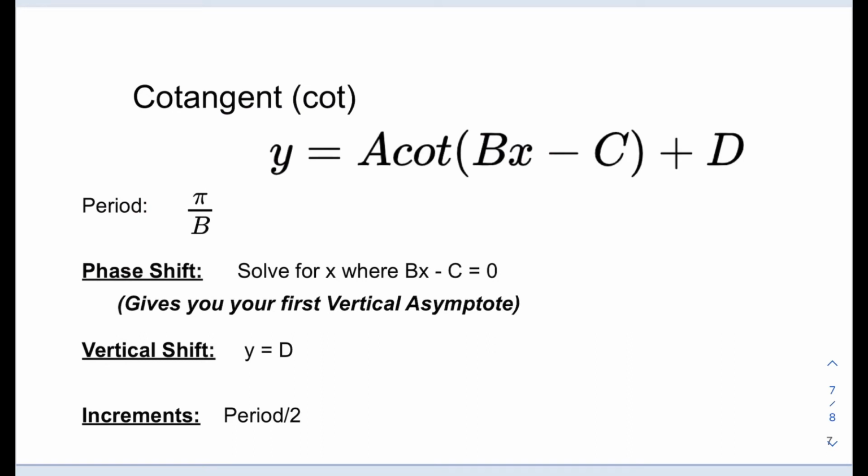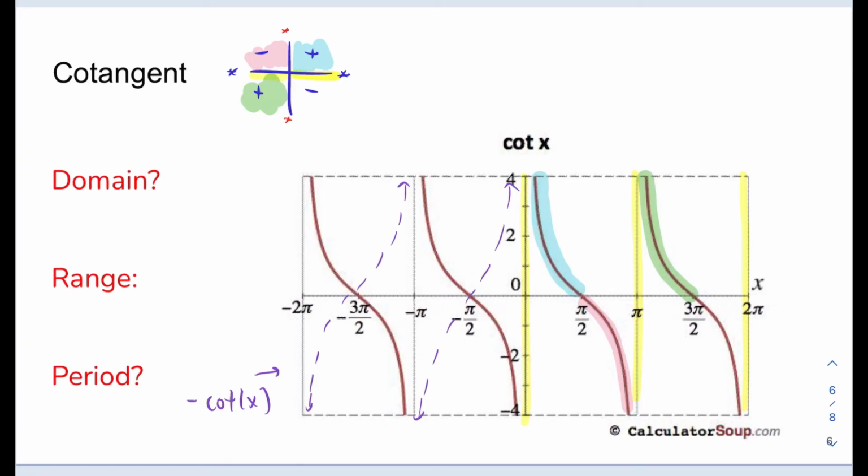Okay, the characteristics are all the same. I find the period by doing pi divided by b. I do the phase shift by doing bx minus c equal to 0, or that's essentially solving c over b. This gives us our first vertical asymptote. So instead of the starting point being 0, 0, the starting thing we want to find is this asymptote right here. So it's not a starting point, but maybe we'll call it our starting spot. It's our starting thing.